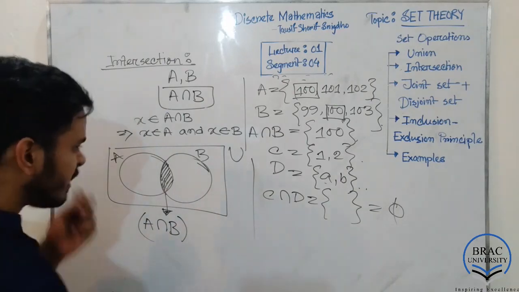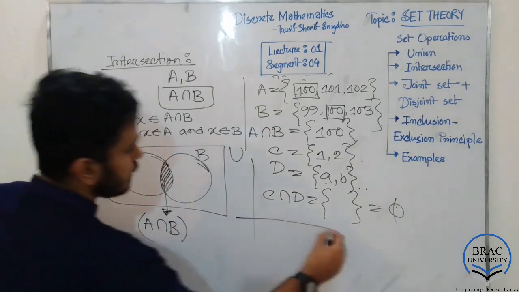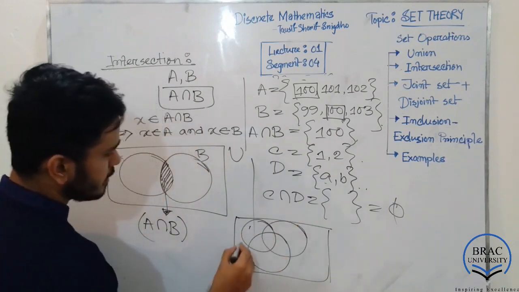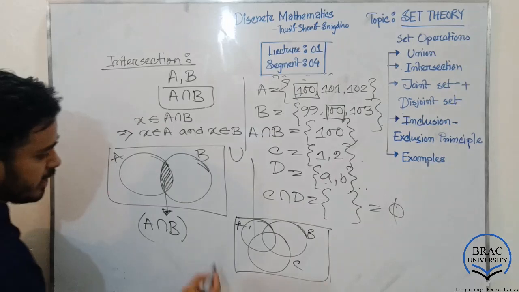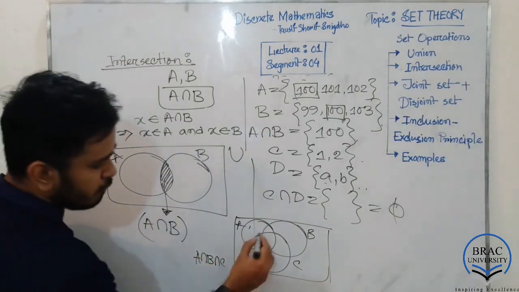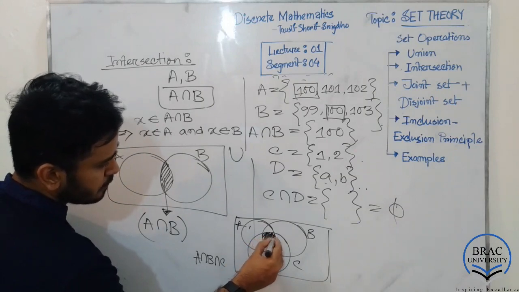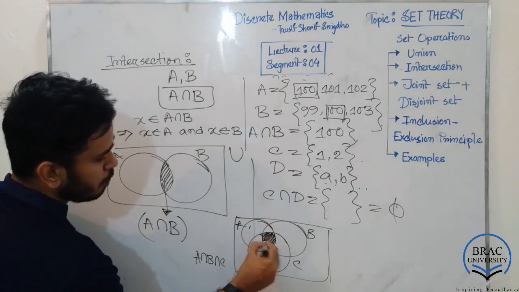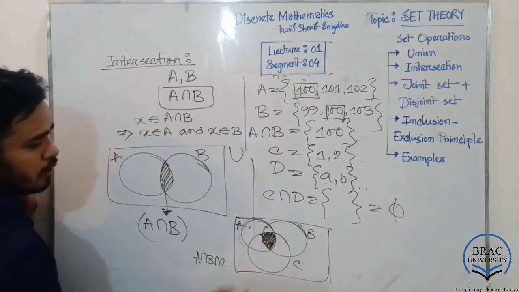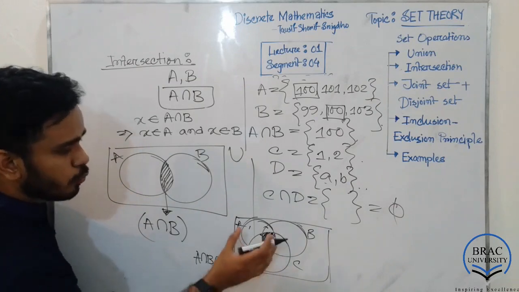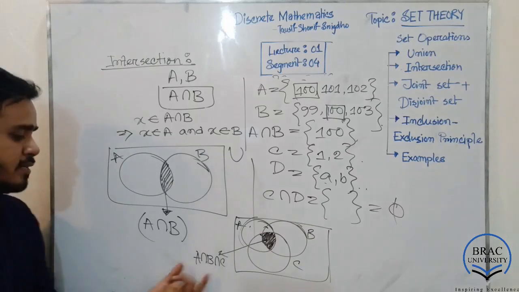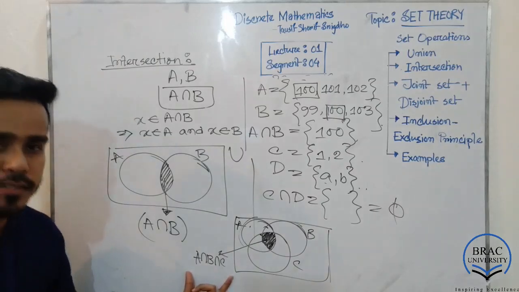And if there were three or more circles, for example, this is set A, this is set B, and this is set C. If we were required to determine A intersection B intersection C, we can figure out that this region belongs to circle A, circle B, and circle C. So in this region, there are some elements which belong to A, B, and C. So this shaded region represents the set A intersection B intersection C.